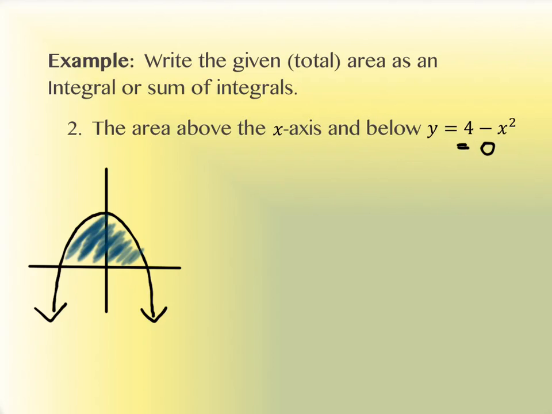What values will we get for this function 4 minus x squared to equal 0? 2 and negative 2. So this starts at negative 2, and it ends at positive 2. All right, so this will be an integral of our function. And just like in section 4.1, if you've got an integral sign, you've got the dx, right? And this has the parentheses around it. It starts at negative 2, and it ends at positive 2.